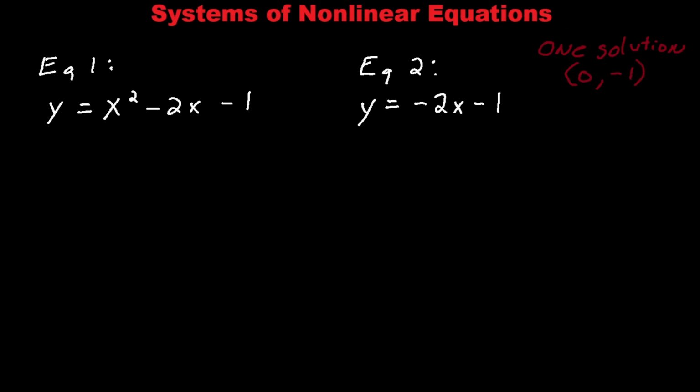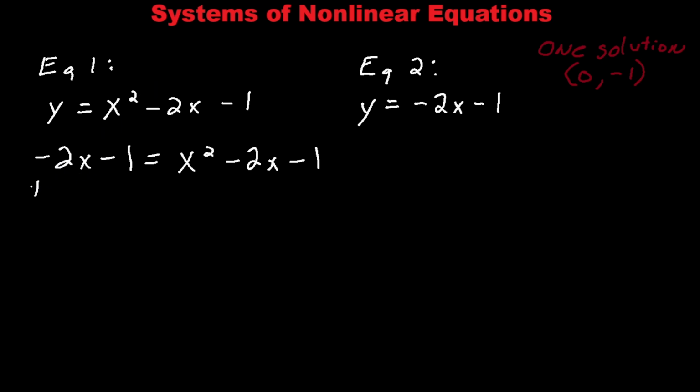The next method for solving a system of nonlinear equations is substitution. And here I have the second order equation. It's much easier for me to substitute this inside this one. Since I have y equals minus 2x minus 1, I can substitute that for y over here. Once I have minus 2x minus 1 substituted in for the y, I only have x's, and now I'm going to solve the equation for x.